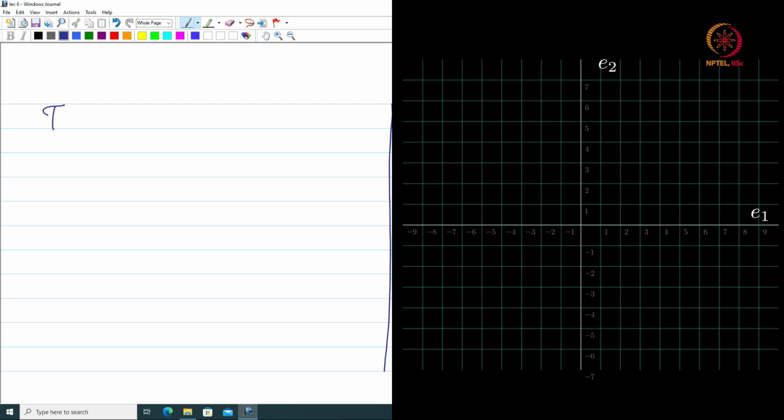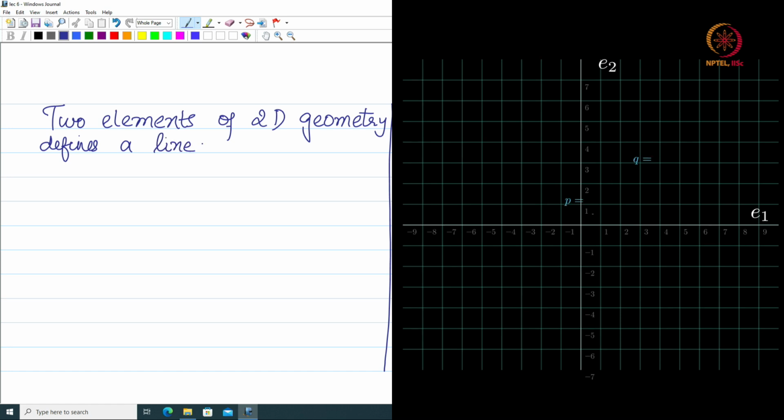So let us do this. We have 2 elements of a 2D geometry that basically define a line. That is the simplest geometry that you can fit between 2 points. So the first one that we are going to look at is basically 2 points. 2 points define a line between them.